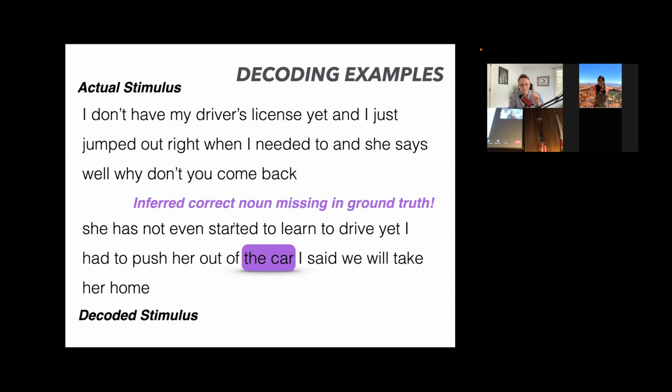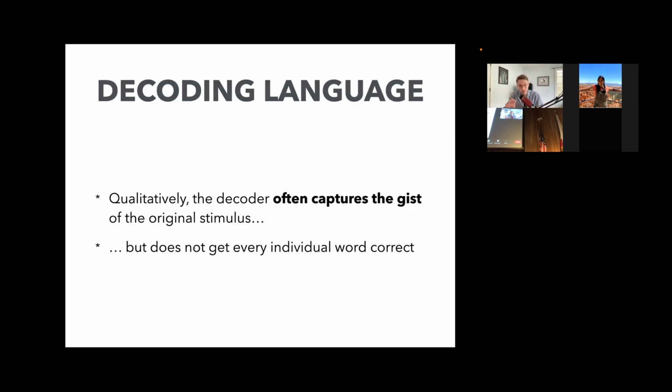And one of the things that I thought was really interesting here: implicit in the actual stimulus, I just jumped out right when I needed to, she's talking about jumping out of a car. That's what is being referred to here. That's something that happened at the very beginning of this story, and the snippet that we're looking at here is toward the middle of the story. In our decoded version, it actually guesses that it was from a car, even though that wasn't in the original text, right? So I had to push her out of the car. It's getting the person wrong, but it's out of the car, right? Which is sort of expanding just this out here. So it can even maybe infer something that the subject understood to be there but wasn't said explicitly, which is fascinating.